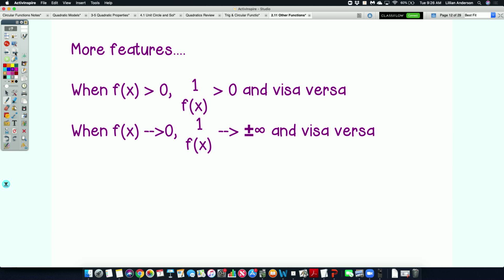A few more features, which make sense if you think about it. When the y values of your original function are greater than 0, the same is going to happen for your reciprocal function 1 over f of x, and vice versa. When f of x is less than 0, 1 over f of x is also going to be less than 0. So if your y's are increasing on 1 over f of x, your y's are still increasing. That hasn't changed.